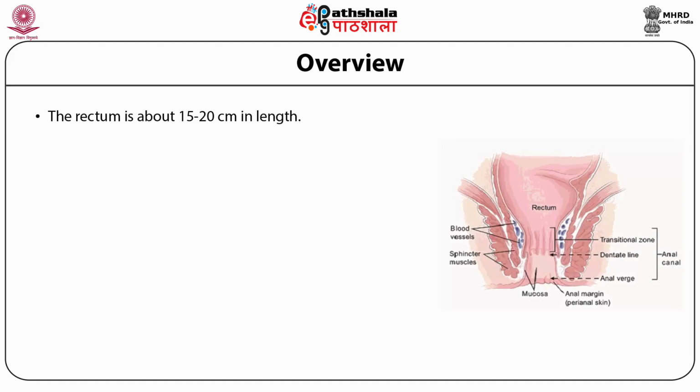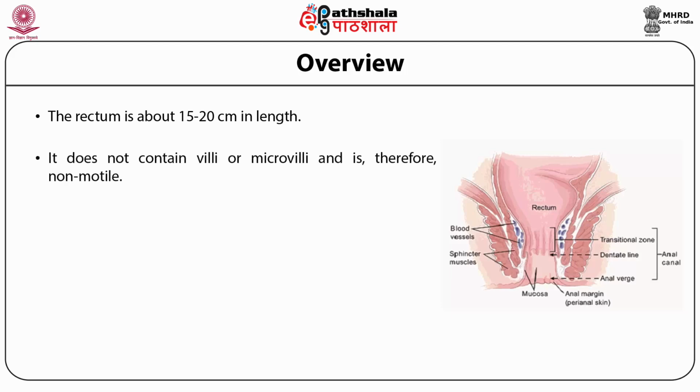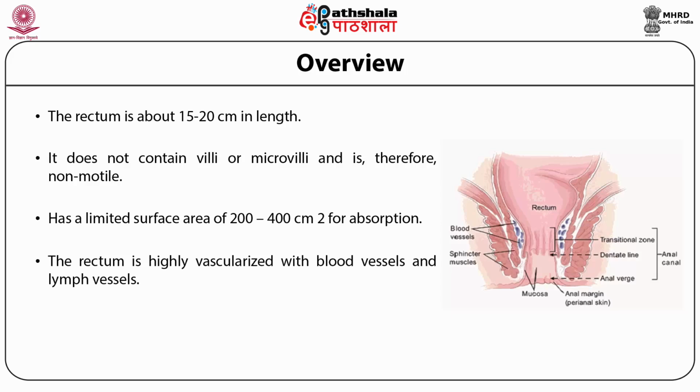The rectum is about 15 to 20 centimeters in length. The diagram in front of you primarily highlights all the points which are going to be said right after. It does not contain villi or microvilli and is therefore non-motile. It has a limited surface area of 200 to 400 square centimeters for absorption. The rectum is highly vascularized with blood vessels and lymph vessels. This attribute is primarily the one which is positively harnessed for the purpose of drug delivery.